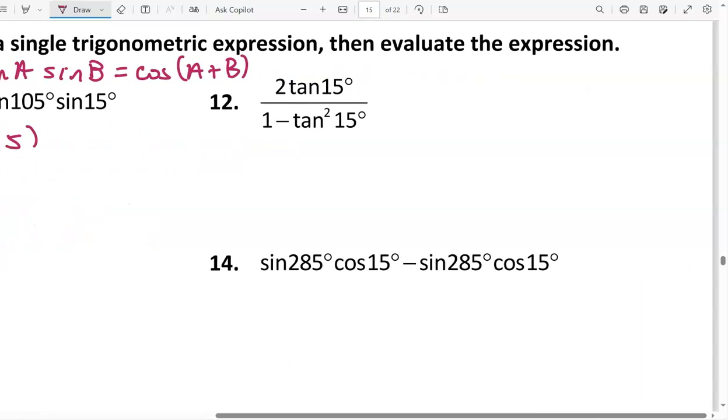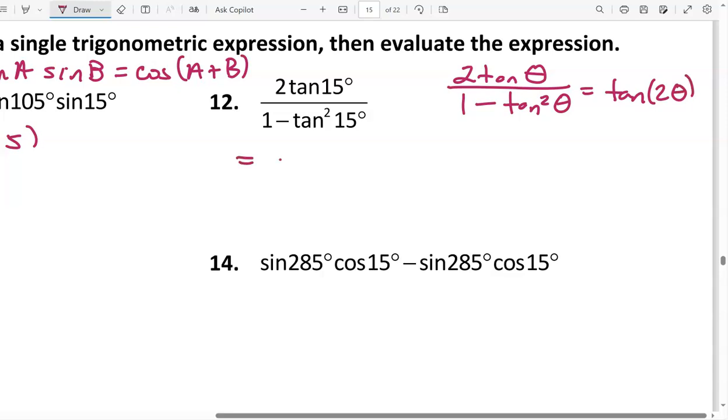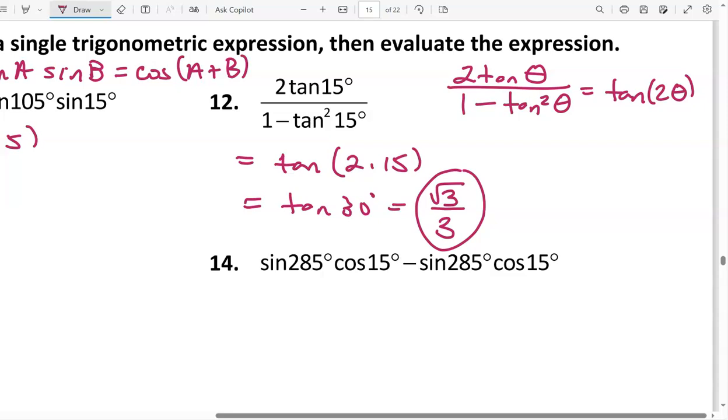In number 12, it looks like we have a 2 tangent theta over 1 minus tangent squared of theta, sort of a pattern. And remember, that's equal to the tangent of 2 times theta. And so this expression is equal to tangent of 2 times 15. So that's the tangent of 30 degrees, and the tangent of 30 degrees is equal to the square root of 3 over 3.